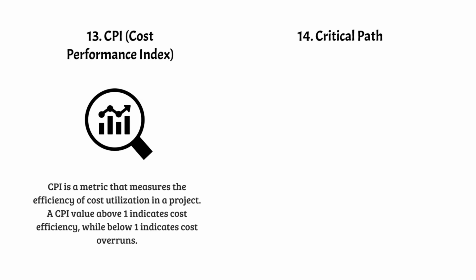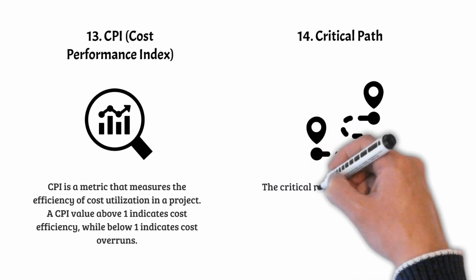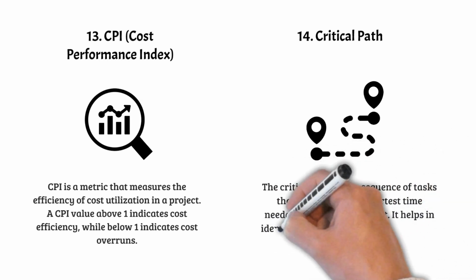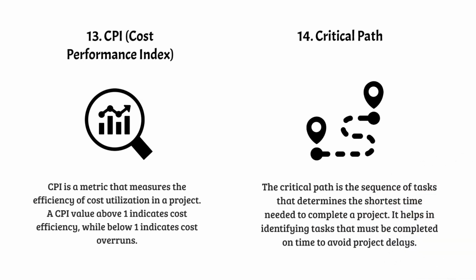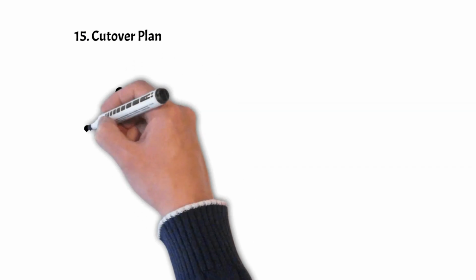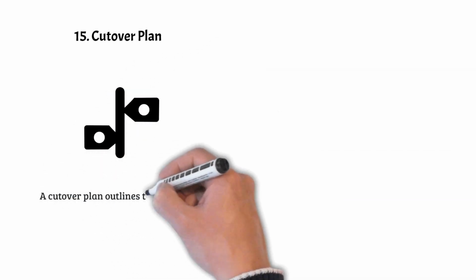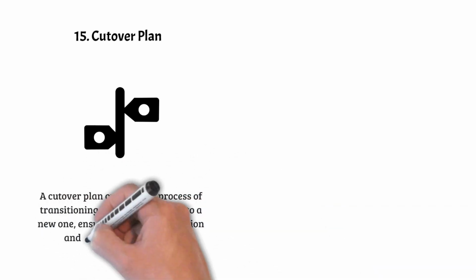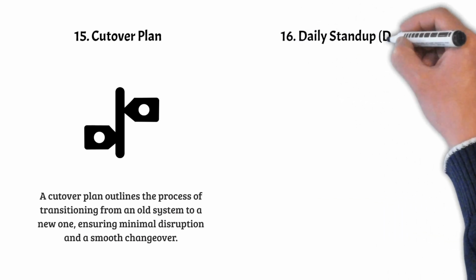14. Critical path. The critical path is the sequence of tasks that determines the shortest time needed to complete a project. It helps in identifying tasks that must be completed on time to avoid project delays. 15. Cutover Plan. A cutover plan outlines the process of transitioning from an old system to a new one, ensuring minimal disruption and a smooth changeover.